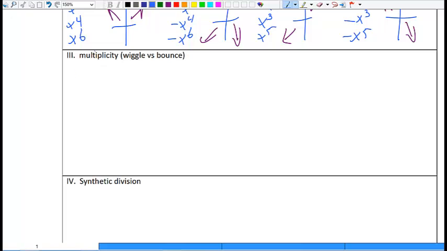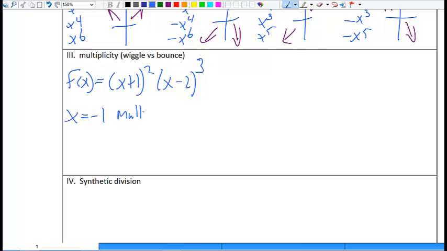So let me give you a made-up function just so I can illustrate the difference here. We're going to do (x + 1)^2 and (x - 2)^3. So it only crosses the x-axis twice, but there are multiple roots of that same form. In other words, this particular function would cross the x-axis at -1, but it's got what's called a multiplicity of 2, or an even-powered multiplicity.